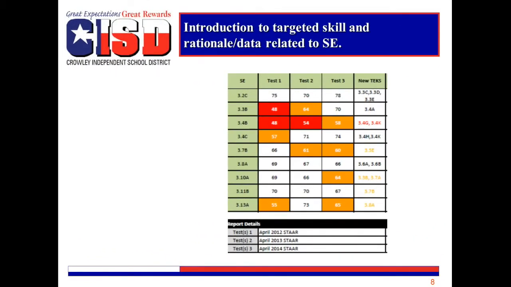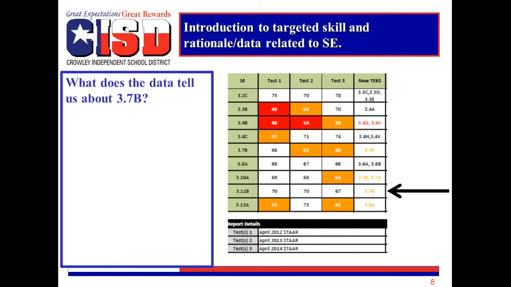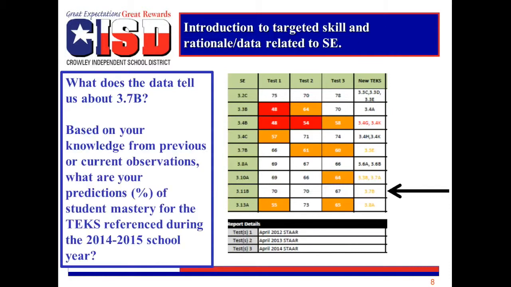For the first 6 weeks, the curriculum preview will target 3.7b. Based on the heat map displayed, please pause and discuss: what does the data tell us about 3.7b? Based on your knowledge from previous or current observations, what are your predictions of student mastery for the TEKS referenced during the 2014-2015 school year?